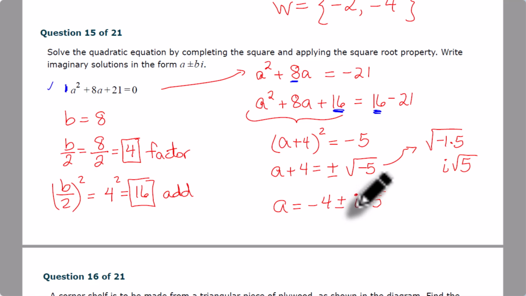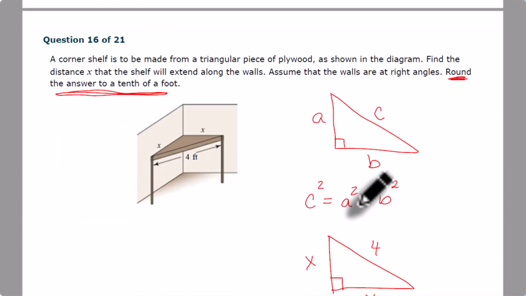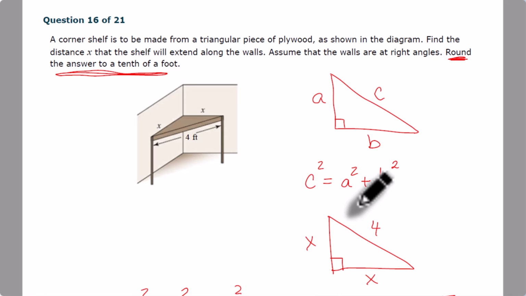All right, question 16. Hopefully you're having a good time so far. All right, 16, we have an application. We have a shelf that's going to go in the corner here. Looks like it's a right triangular shelf. This is X, this is X. All right, and they want me to figure out, well, how long is X if I want this piece to be 4 feet?